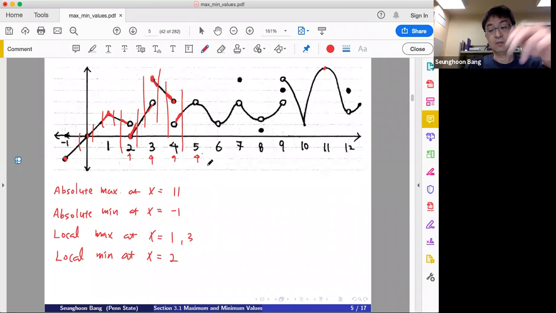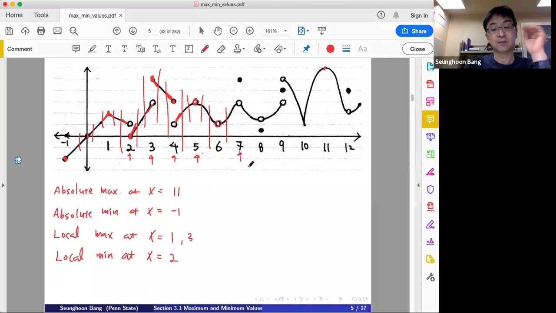What's your 5? Local maximum, local minimum, or neither? What do you think? The answer is neither, right? Yes, you answered right. We don't have a function value at 5. Neither, nothing. What's the 6? Same, neither. We don't have a function value.